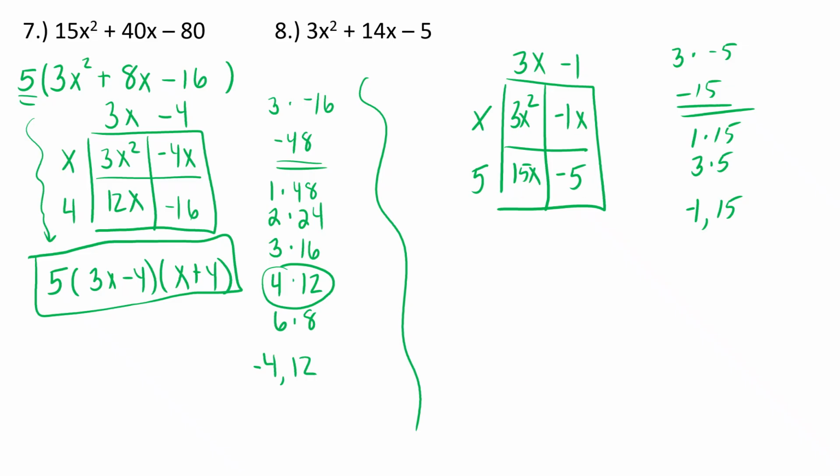So double check all of those. Our base was 3x minus 1. Our height was x plus 5. All right, we are 20 minutes in.